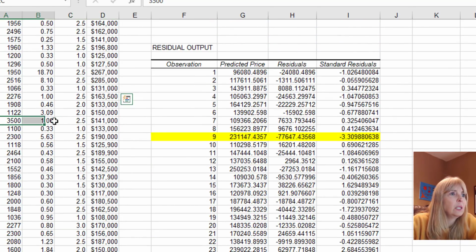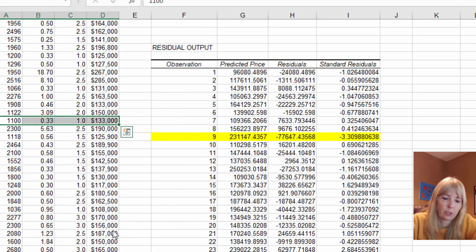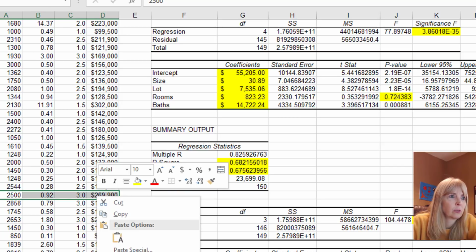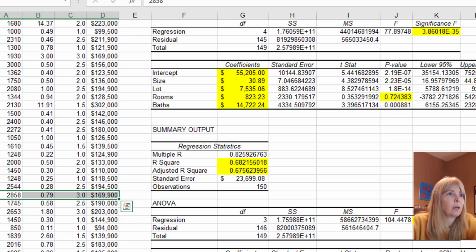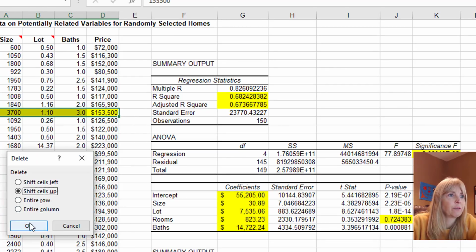Go to 61. That's a very, very large house, right? That is an outlier because if I look at something else that's about 3,000, look at the difference in the prices, 285 and this is 141,000. So I delete that one, shift those cells up. I go to 37, delete this one. It's a very high-priced house. Delete, shift cells up, and then my very first one, which was that one, delete and shift our cells up.